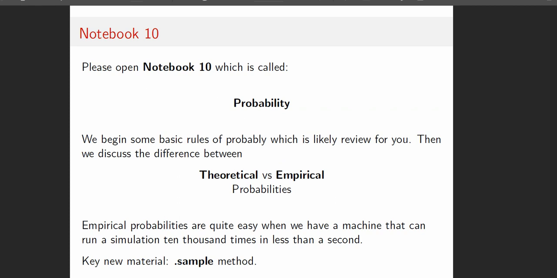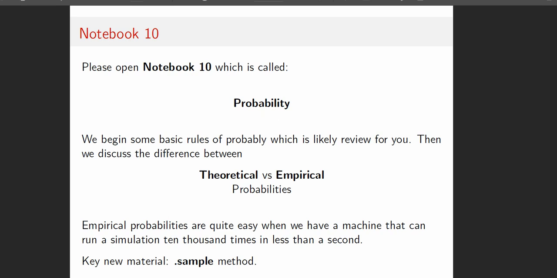And we're going to start off with some basic rules of probability, and these are basically review for most people. And we're going to discuss theoretical versus empirical probability. So theoretical probabilities are where you calculate the probability, like rolling a die, the probability of getting a 3. Well, there's 6 outcomes that are all equally likely, and getting a 3, that's one of the 6, so the probability is 1/6. That's a theoretical probability. And empirical probability is where you simulate a die and you roll it a couple thousand times and you see how many threes you get. And you use the results from the simulation as your empirical probability.